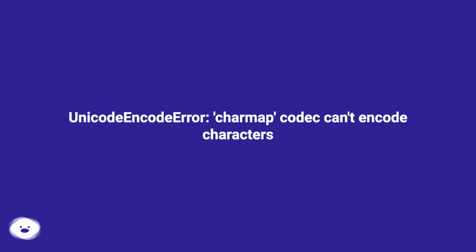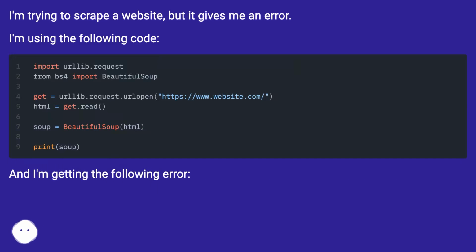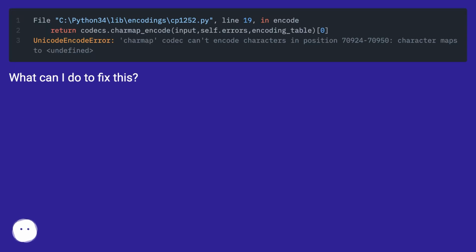UnicodeEncodeError, Charmap codec can't encode characters. I'm trying to scrape a website, but it gives me an error. I'm using the following code. And I'm getting the following error. What can I do to fix this?